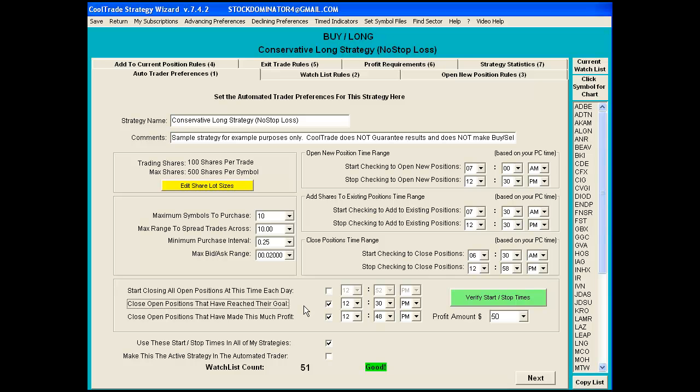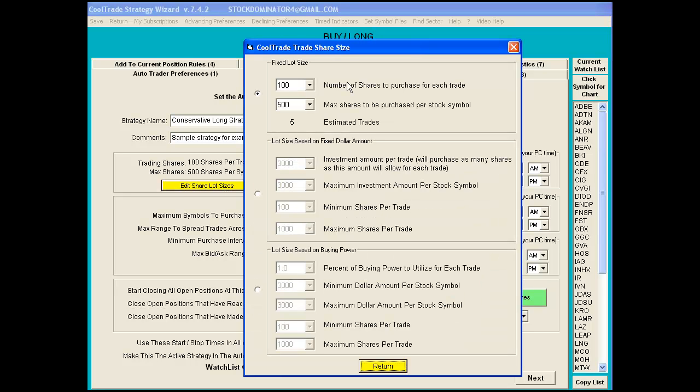And then some people like to close out all positions that are profitable by a certain amount, at least as far as dollars and cents are concerned. And you can set that right here, and that can be as little as $1 or hundreds of dollars. It just really depends. So CoolTrade also has some pretty cool functionality here in the different ways you can trade.